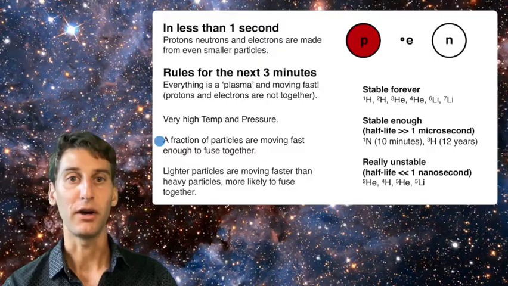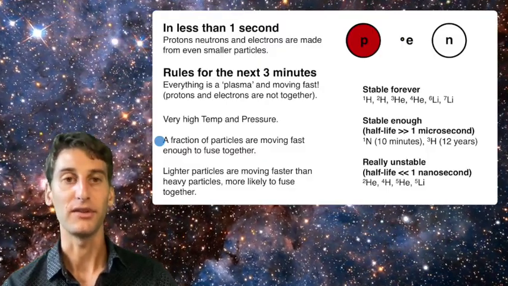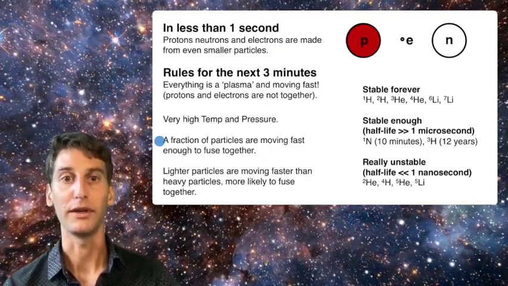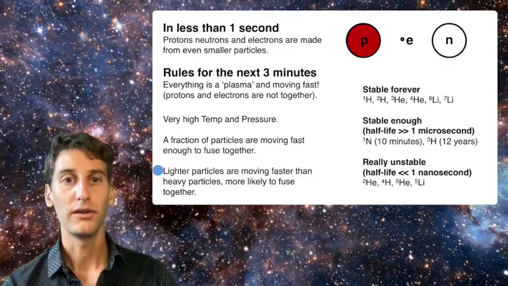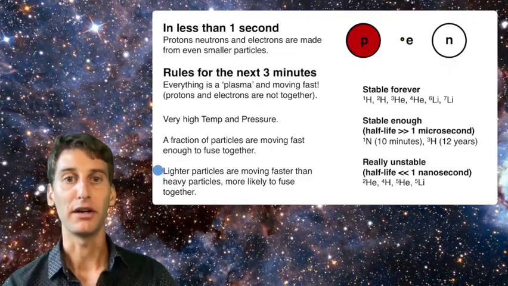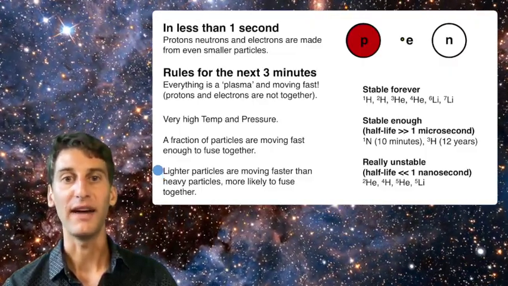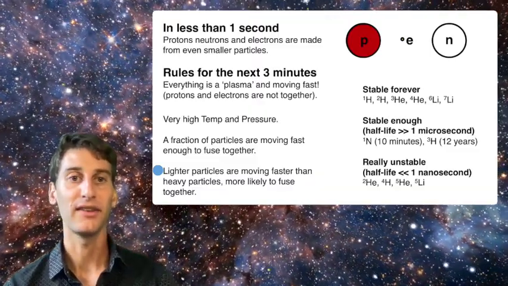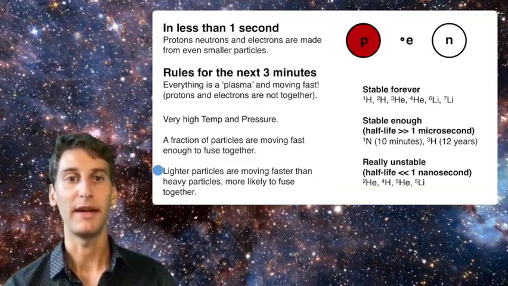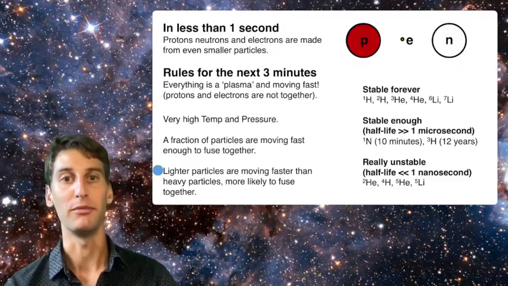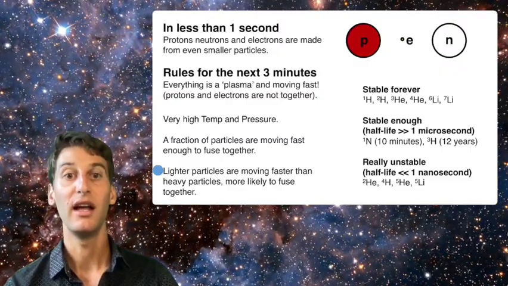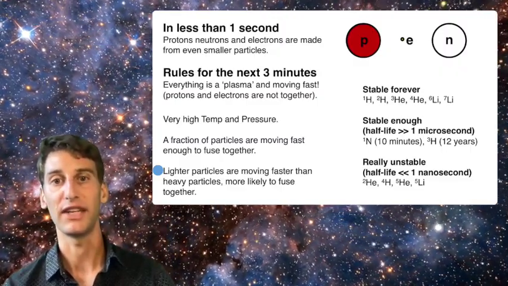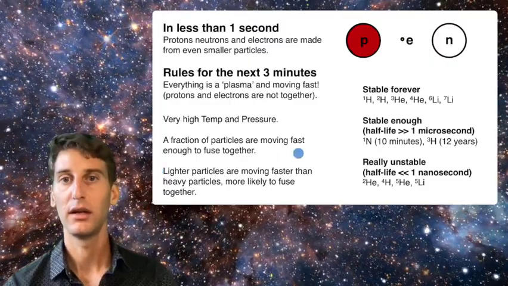And a fraction of the particles are moving fast enough to basically fuse together for nuclear fusion to take place. The key part of this is that the lighter particles are moving faster than the heavy particles. You can think about this as a kind of energy balance. If you have the same amount of energy, a heavy particle will be moving less fast than a lighter particle, and so the heavy particles are less likely to fuse together than the lighter particles.